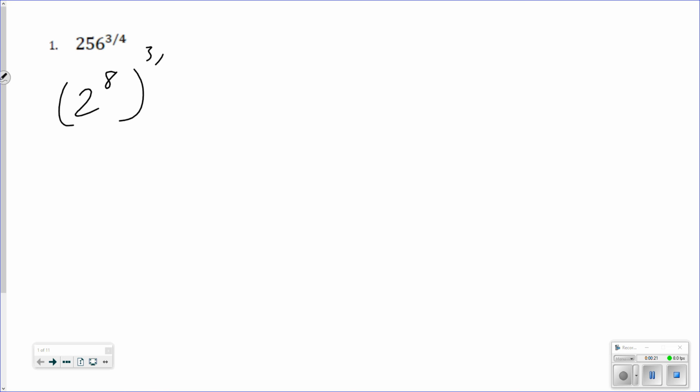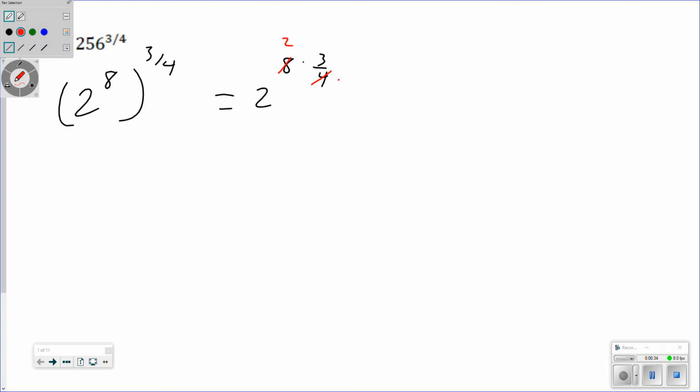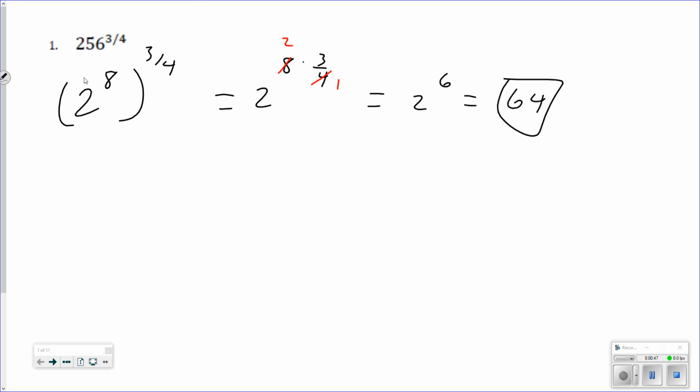to the 3/4. The power to the power, so you multiply them together. So you have 2 to the 8 times 3/4. The 4 and the 8 reduce, give you 2/1. So that's 2 to the 6th power, which is what? 2, 4, 8, 16, 32, 64. So number one, the answer is 64.